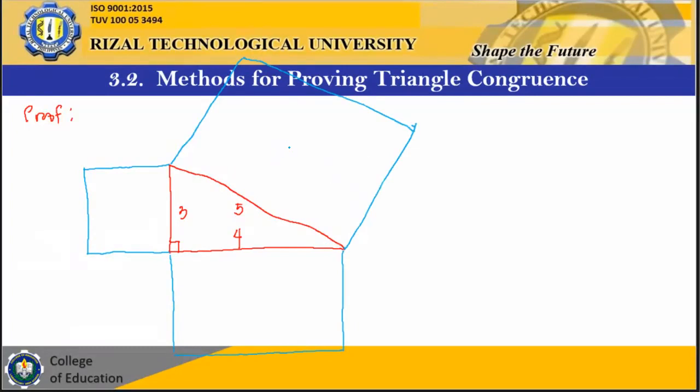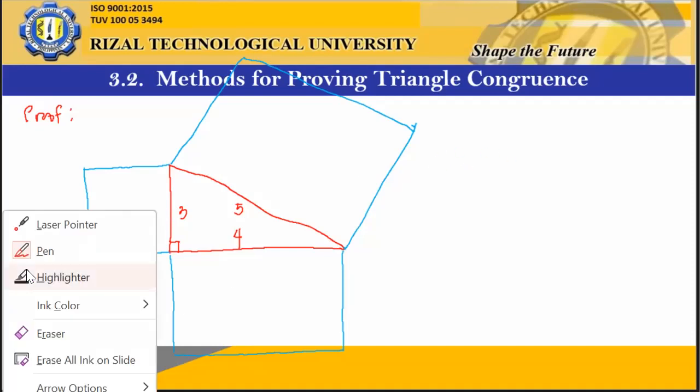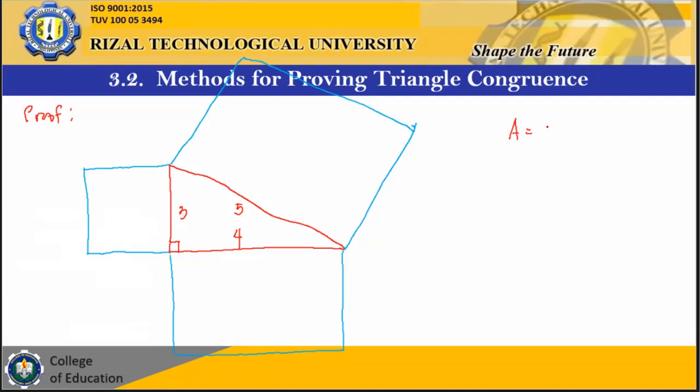Okay. So, we know that a square has 4 equal sides. Basically, we know that a square has 4 equal sides. So, for us to determine the area of a square, how do we get the area of a square? The area of a square is equal to side squared. Tama? So that means 3 times 3.